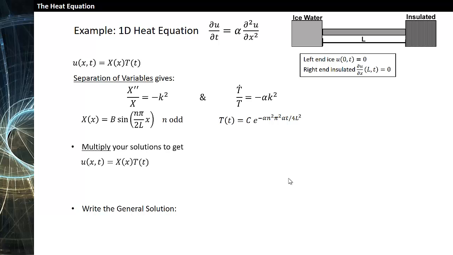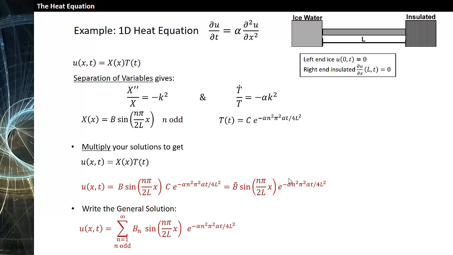Let's first multiply our solutions for X and T to get the solution for u of x and t. When we multiply them, we can combine the constants b and c into a new arbitrary constant, which I'll just call b twiddle here. And then I have my sine function and my exponential. The general solution is a sum of all sets of possible solutions like this for all n values that I'm allowed to choose. But remember, I'm only allowed to choose odd n values, so I have to restrict my sum to the odd n sums. My general solution then looks like this.